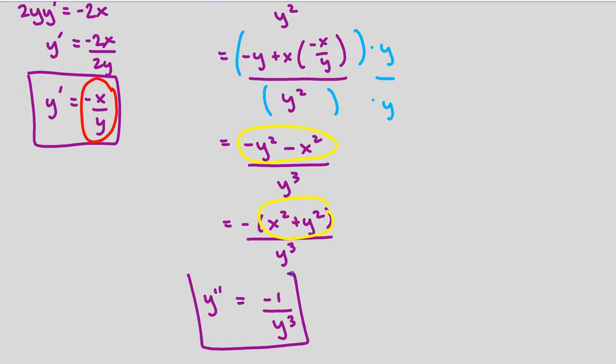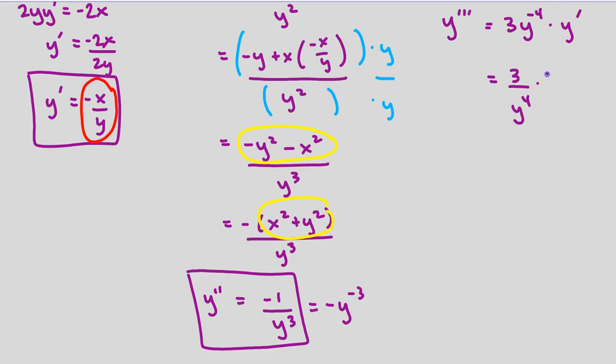Oh, I like that because I have to differentiate again. Don't forget, we need y triple prime. So I'm going to rewrite this as the opposite of y to the negative third and use the chain rule. The derivative of that would be bring down the negative 3, so we get 3y to the negative fourth times the derivative of the inside, y prime. And then replace y prime with the opposite of x over y, rewrite this as 3 over y to the 4th. And we have negative 3x over y to the 5th.